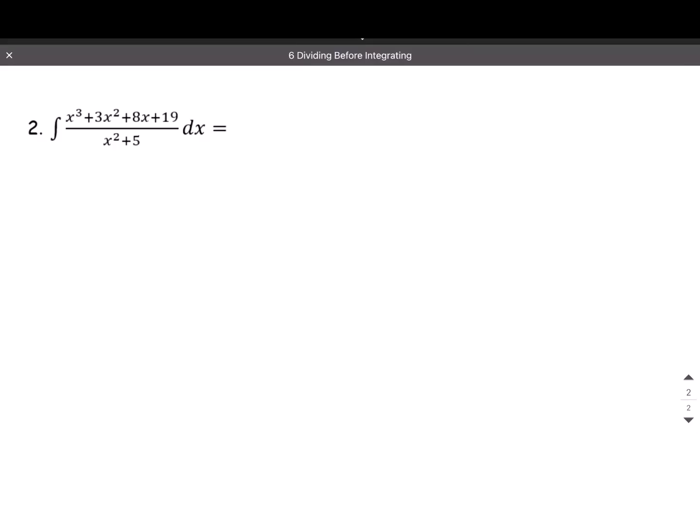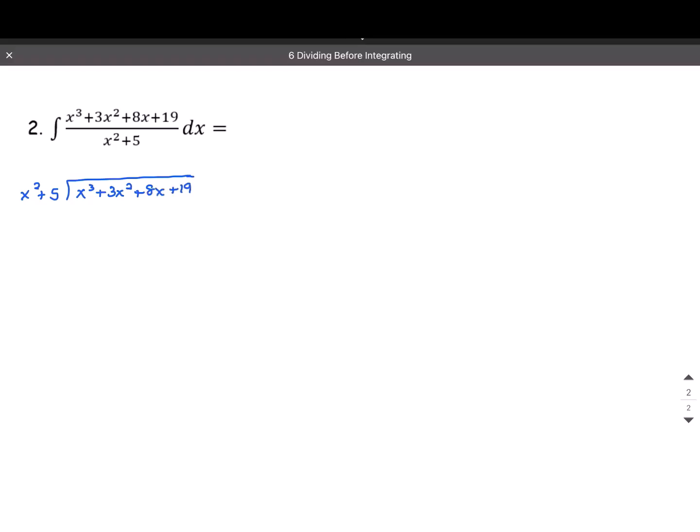So here we go. We have the integral of x cubed plus 3x squared plus 8x plus 19 all over x squared plus 5 dx. And again, neither the top nor the bottom is the derivative of the other. So we can't make a u substitution there. So we're going to do long division. X squared plus 5 divides into x cubed plus 3x squared plus 8x plus 19.